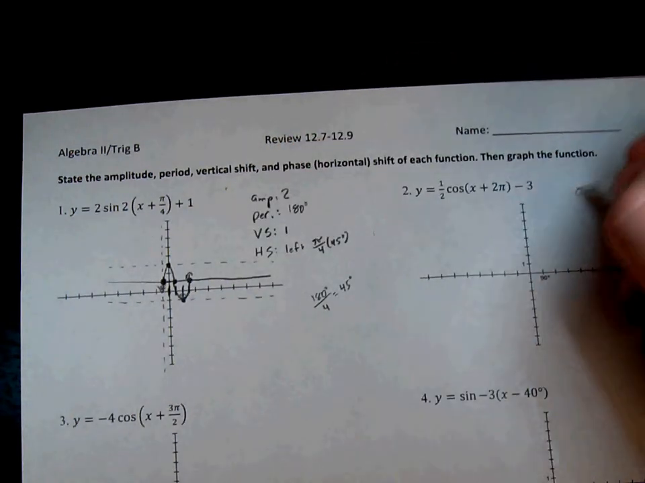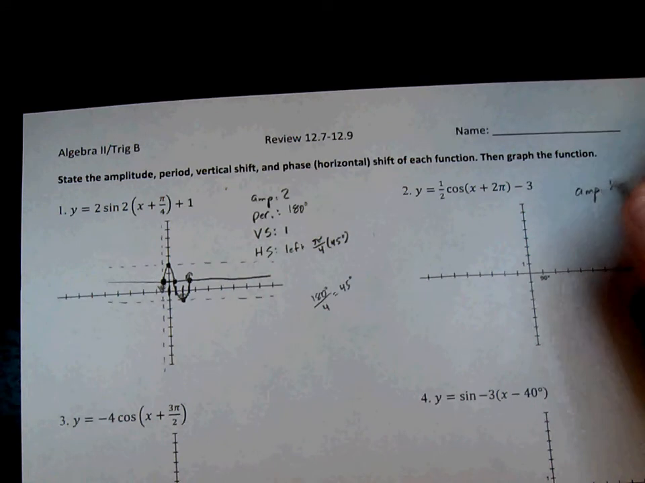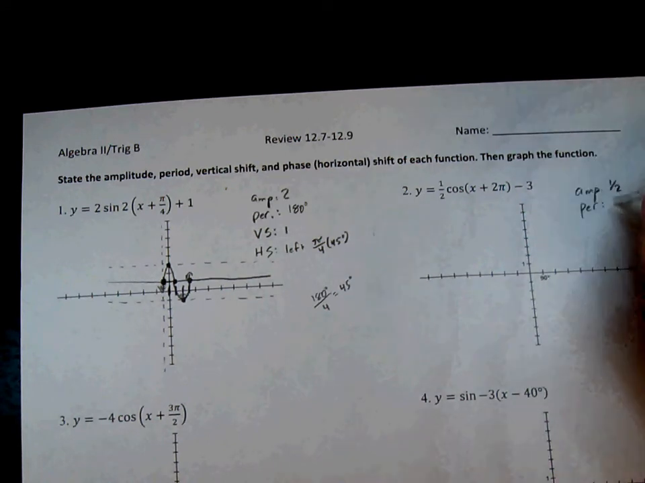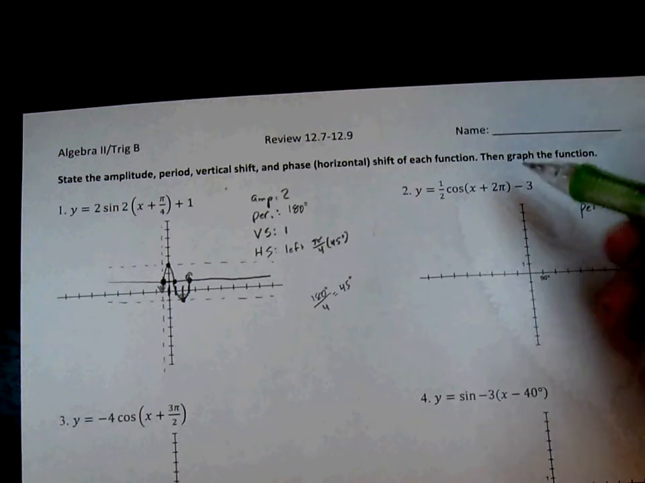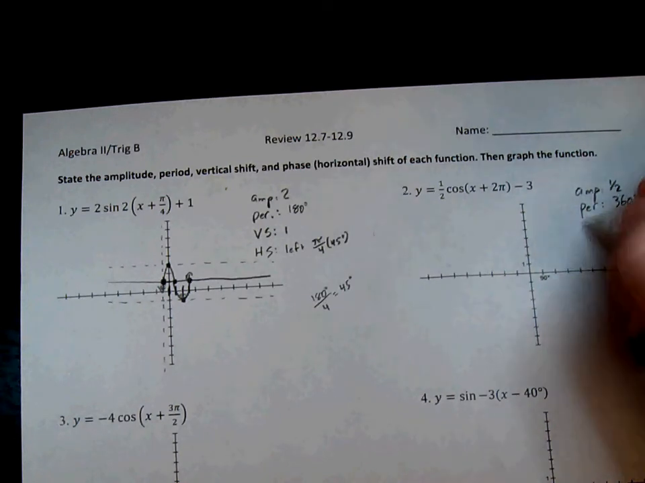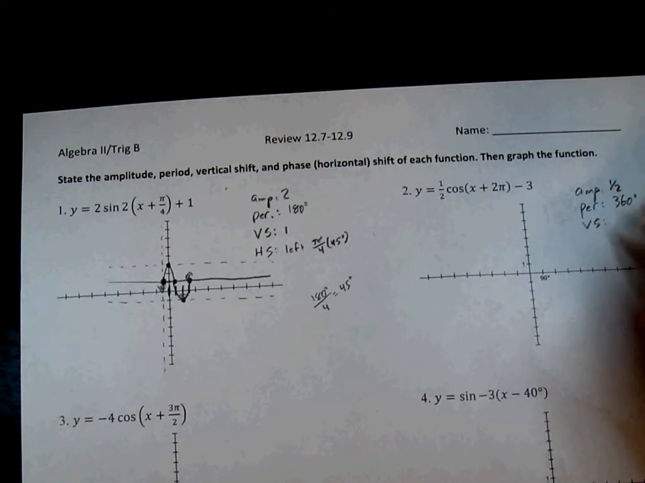Number 2, amplitude is 1/2. Period 360 by 1, so it's just 360, which means I'll get to go by 90s. That's convenient. Vertical shift, looks like I would go down 3. Horizontal shift, I'm going left.